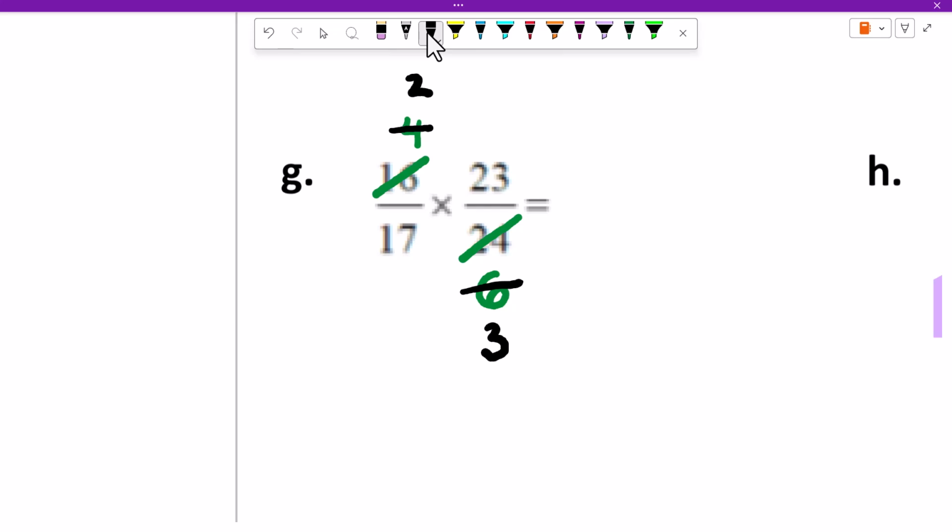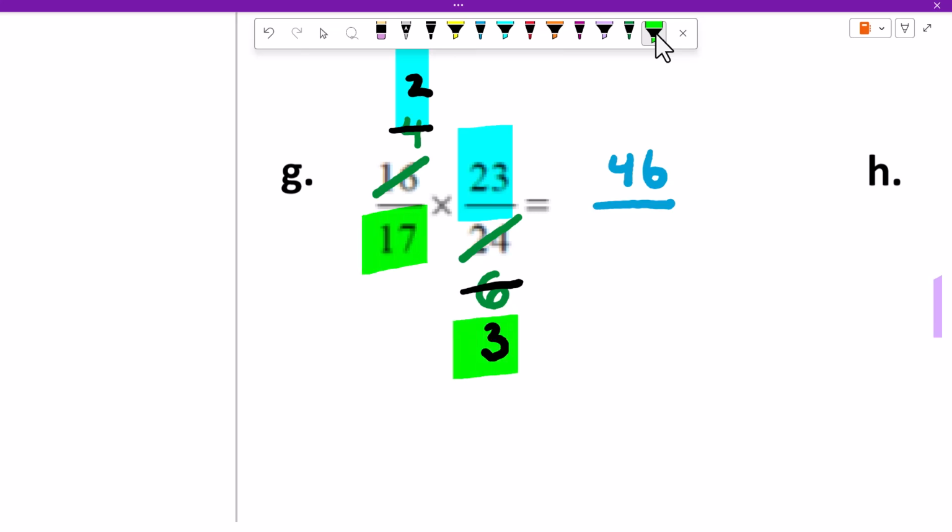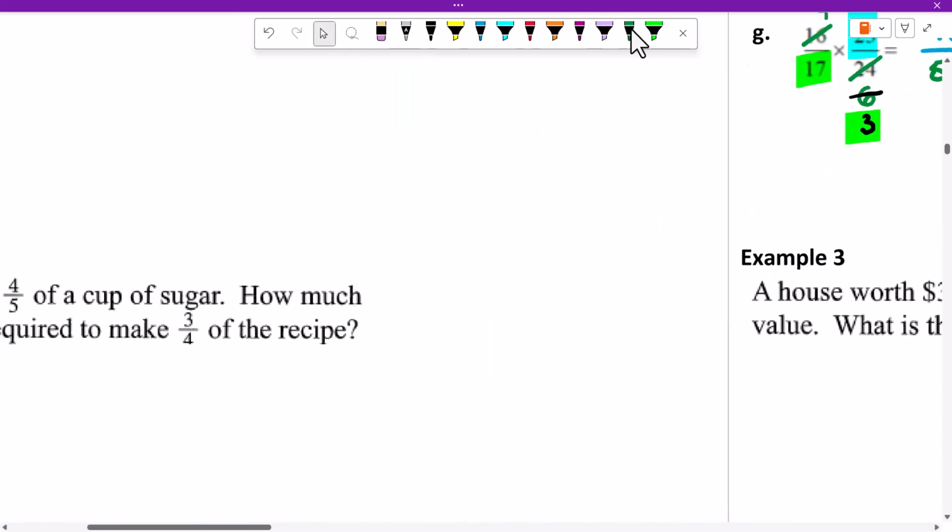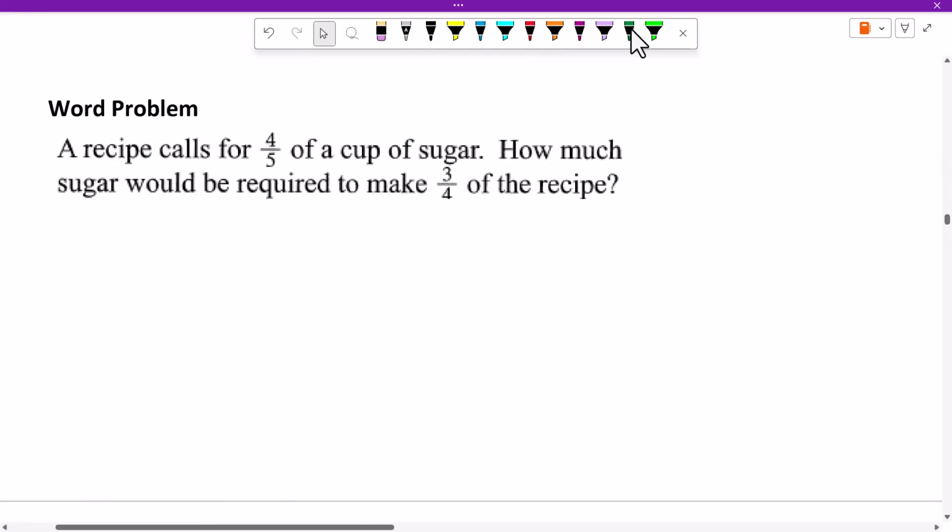So now we multiply the tops together. We go 2 times 23, which is 46. We go 17 times 3, 41? That is not 41. Oh, it is. Close. 51. All right? 51. And we can look at it, and that's our most simplified answer. That's what you can do. All right? So let's do one word problem.